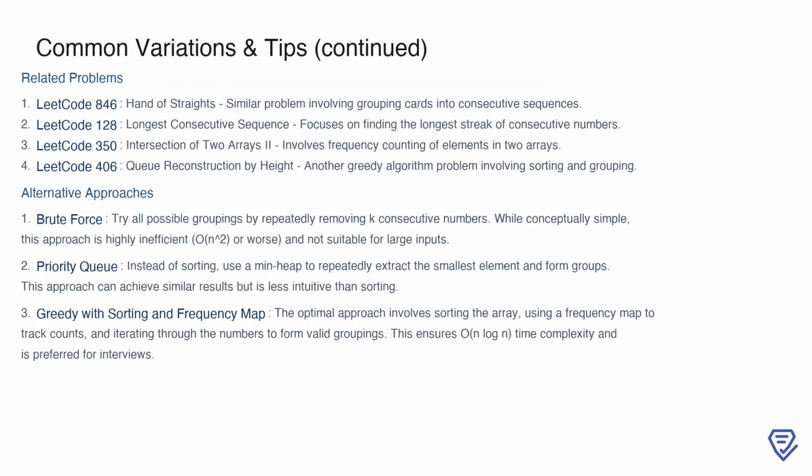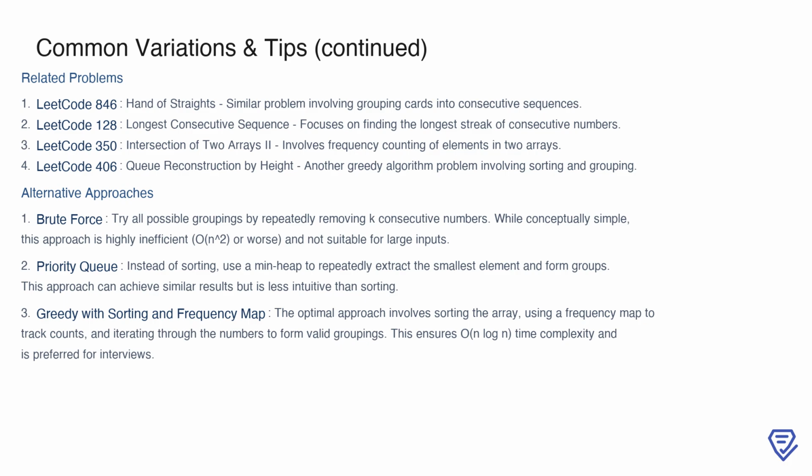This problem is closely related to several others that you may encounter on LeetCode. For example, LeetCode 846, Hand of Straights, involves grouping cards into consecutive sequences and has a similar structure. LeetCode 128, Longest Consecutive Sequence, focuses on finding the longest streak of consecutive numbers, which is another variation on handling consecutive elements. LeetCode 350, Intersection of Two Arrays 2, uses frequency counting to solve array intersection problems. Lastly, LeetCode 406, Queue Reconstruction by Height, is a greedy algorithm problem that also involves sorting and grouping, demonstrating the versatility of these techniques.